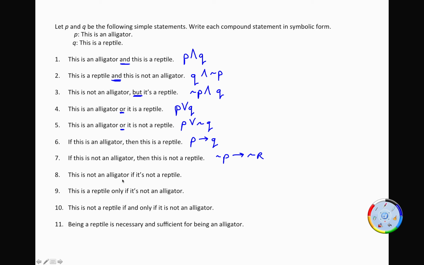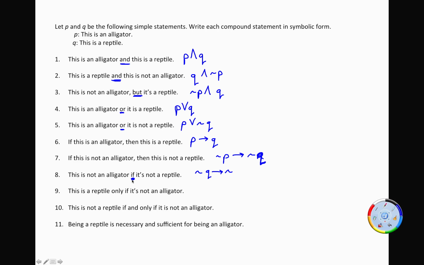This is not an alligator if it's not a reptile. Notice where my if is. So when I'm putting this in my symbolic form, this has to come first. Your if has to come first. So if it's not a reptile, that is not Q, then it's not an alligator. Oh, why do I have an R up here? Not a reptile. That should be a Q. Sorry, guys.